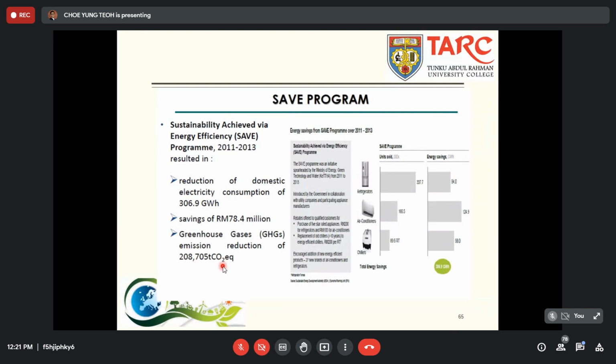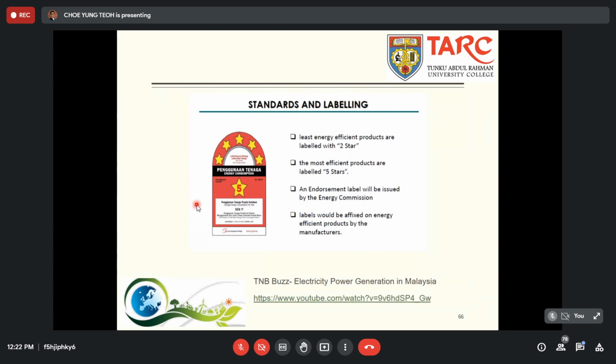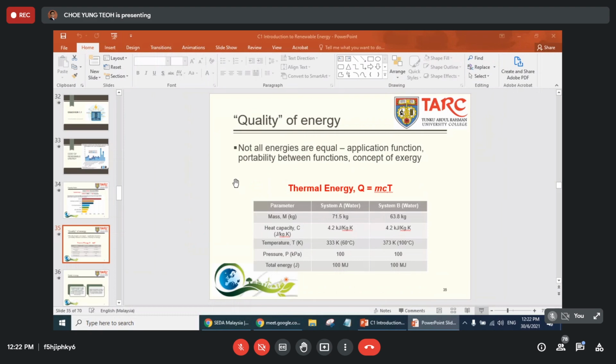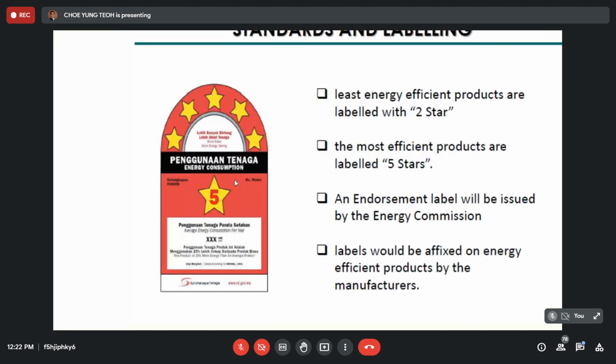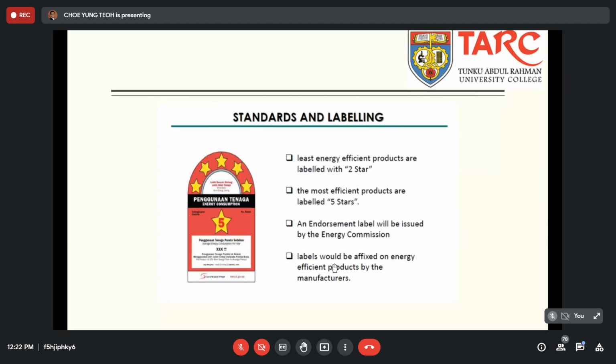Okay, CO2 is a gas and counted in tons. Can you imagine how much is the amount? Okay, how did they do it? They made a very simple sticker. Okay, this one, they have a label. I think you can see this on your air conditioning system or your refrigerator, this sticker, whether 5 or 1. 5 star is the best. Okay? I don't know whether we have 1 star or not, but here it states that the least energy efficient is set for 2 star and 5 star. Okay? This is SAFE program 1.